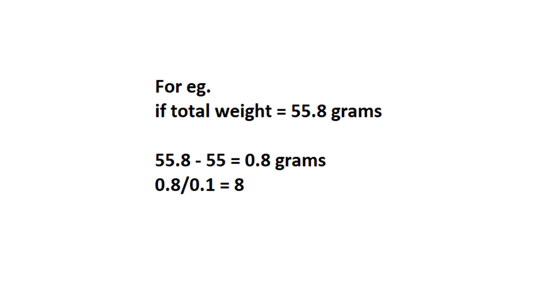So for example, if I get a total weight of 55.8 grams and my expected weight is 55 grams, the extra weight which I have got is 0.8 grams. Now each forged coin weighs 0.1 gram extra. So it means I have got 0.8 by 0.1, which is equal to 8 extra forged coins. Now I can see from the table that I took 8 coins from bag number 8. So it means bag number 8 has got forged coins.